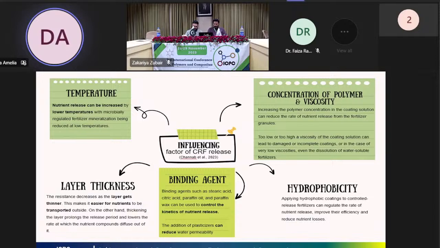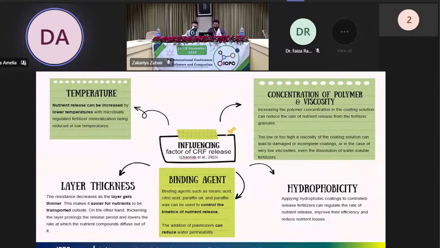The third is a binding agent. Binding agents such as stearic acid, citric acid, maleic acid, paraffin oil, and paraffin wax can be used to control the kinetic nutrient release. The addition of plasticizer can reduce water permeability. The important thing is that effective coating can be achieved by combining different biopolymers or biopolymer with synthetic material through blending or grafting or copolymerization technique, and so on.